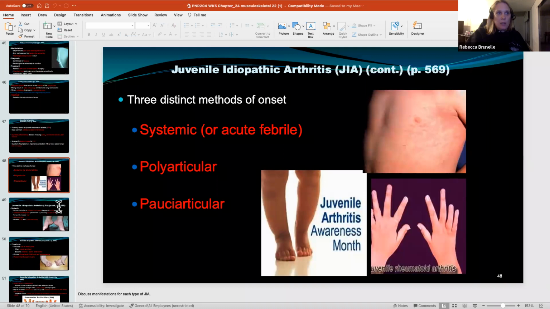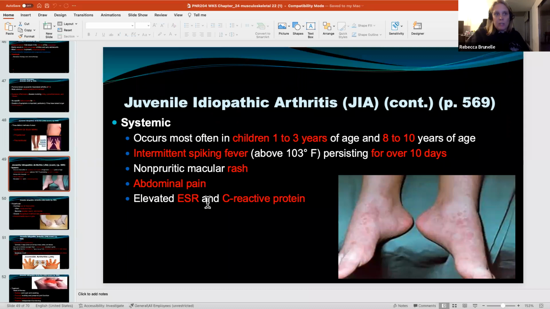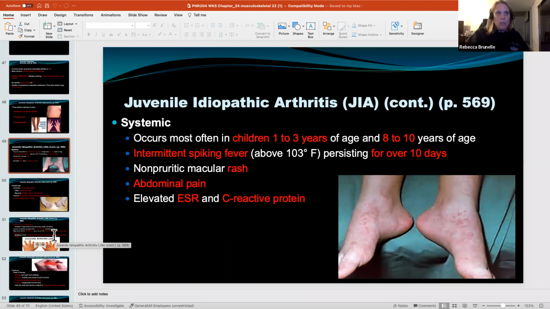And it's not uncommon, especially when they have the high fever, that they often have abdominal pain and vomiting, and you're going to expect to see elevated C-reactive protein and erythrocyte sedimentation rate, which is the ESR. Those are just markers of inflammation, and you expect to see that when they have the juvenile arthritis.